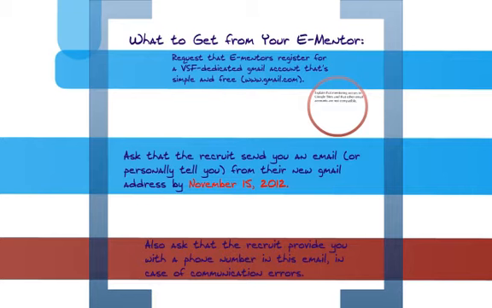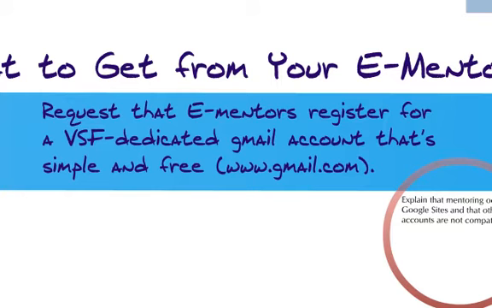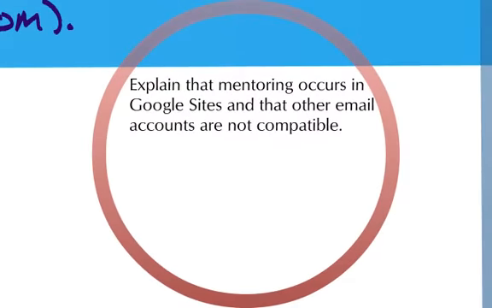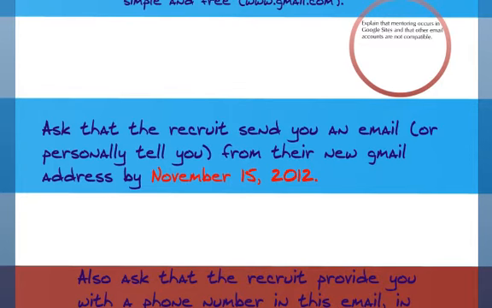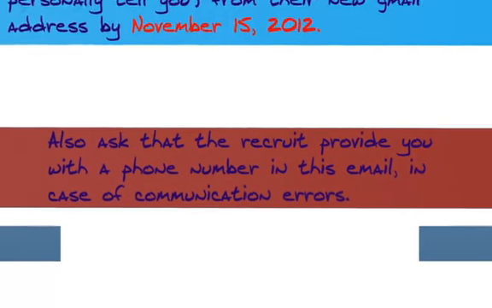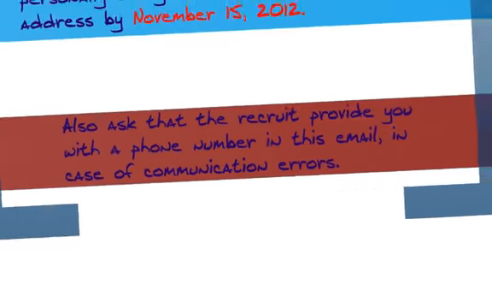Now that you know what to give your recruit, let's see what you should get from your e-mentor recruit. Request that e-mentors register for a VSF dedicated Gmail account that is simple and free. Explain that mentoring occurs in Google Sites and that other email accounts are not compatible. Ask that the recruit send you an email from their new Gmail address by November 15th. Also ask that the recruit provide you with a phone number in this email in case of communication errors.